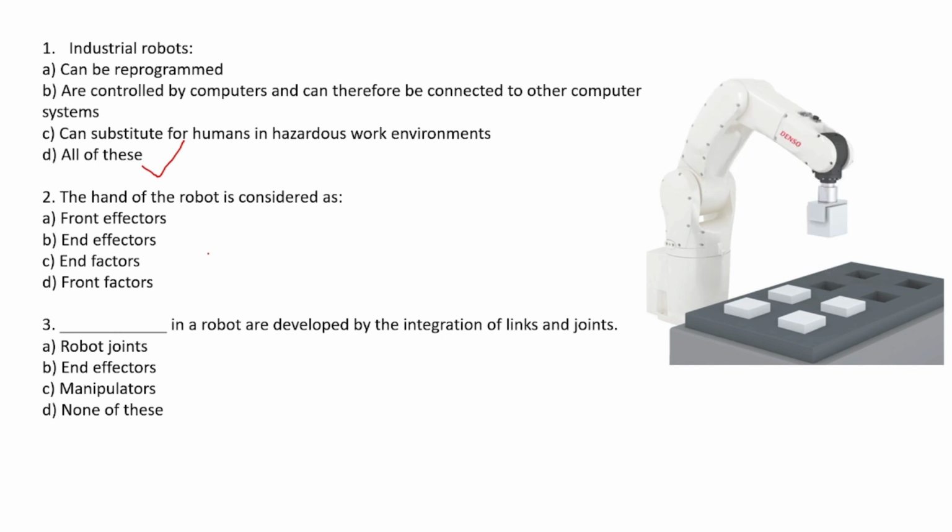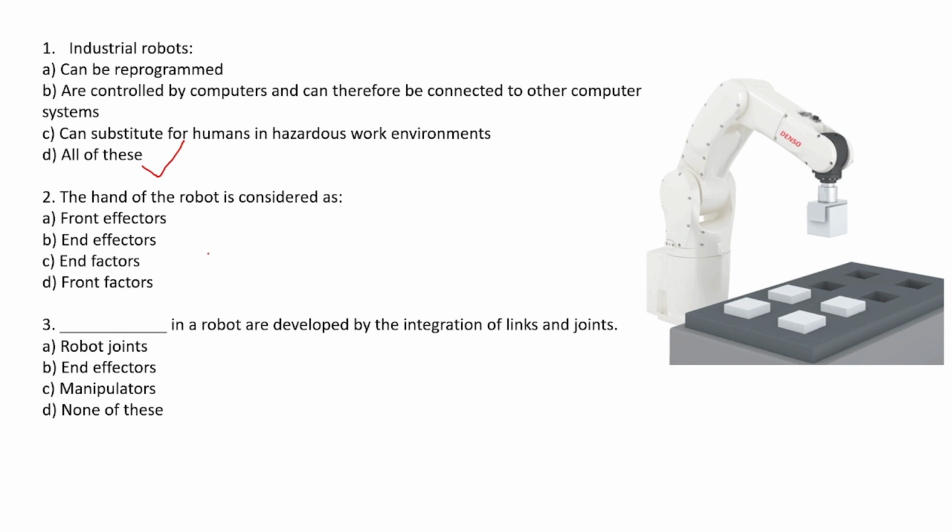Then, the hand of a robot is called the end effector. Grippers and tools are the types of end effectors. Grippers are used to pick and place the object, and tools are used to carry out operations like spot welding and spray painting on a workpiece. So basically it is used to carry out those operations.